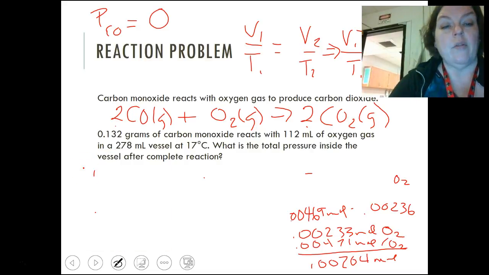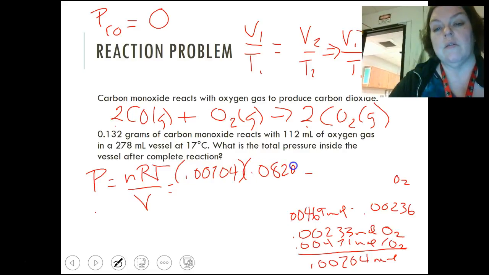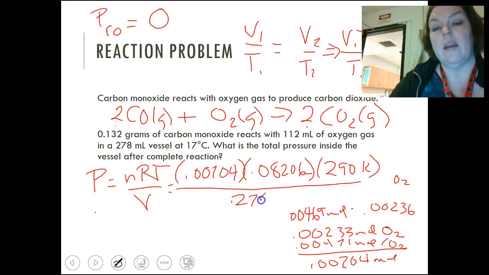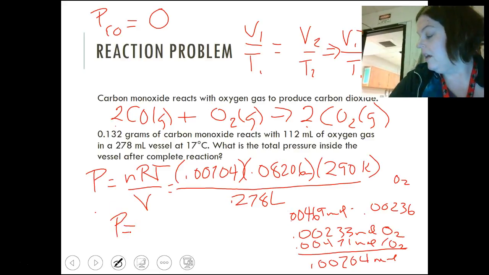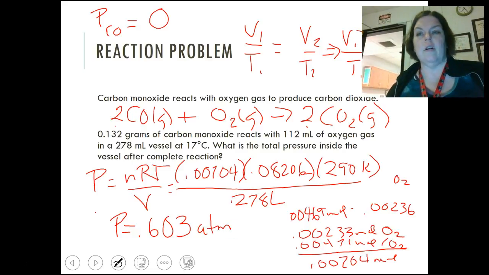So I'm going to take that, and I know that P is equal to nRT over V. And so my n is going to be 0.00704 times 0.08206 times 290, okay, divided by, the vessel is 0.278 liters. Okay, and what we end up getting is that the total pressure is going to be 0.603 atm. I tend to go to atm. I feel like it's easier, it's kind of a regular number, and I understand it a little bit better.